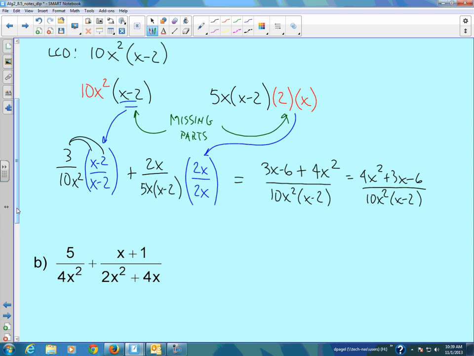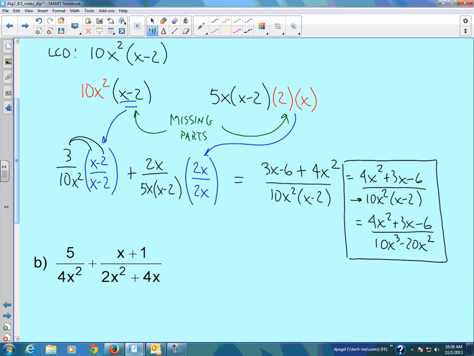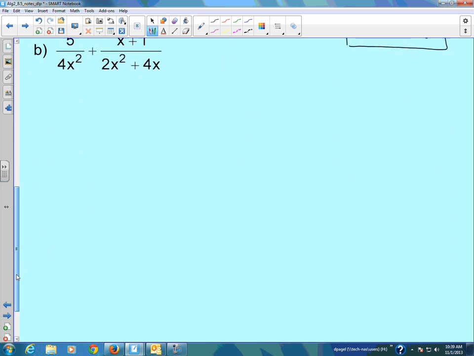And yes, you can, if you want, go ahead and distribute that and get 4x squared plus 3x minus 6 all over 10x cubed minus 20x squared. So now they're both in expanded form versus one piece being in factored form and the other one being in expanded form. So either of those will work. That's my simplified expression there. Let's try with this part B here, and we'll get into another one.